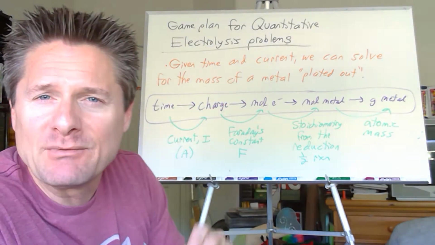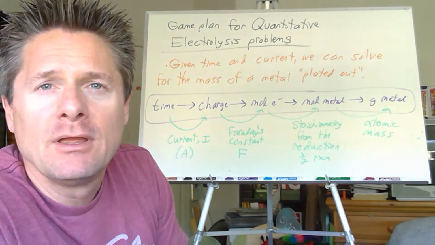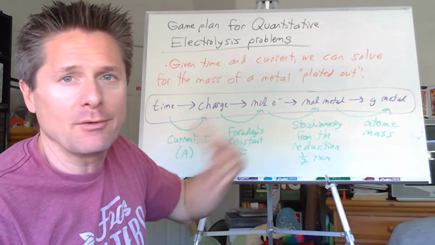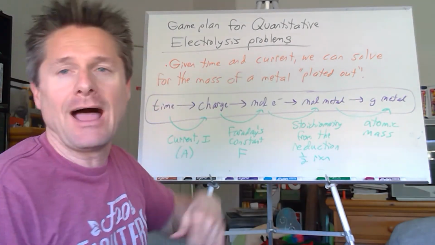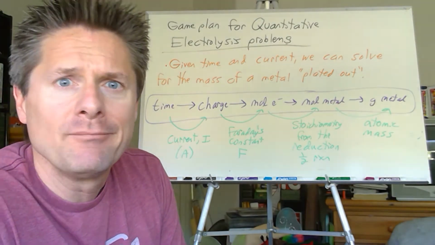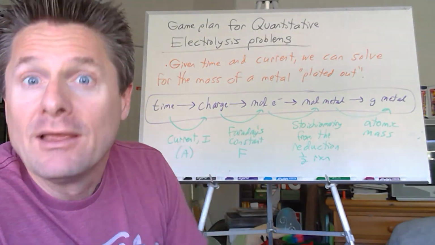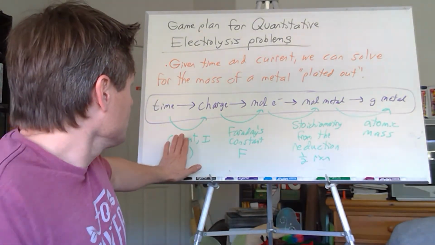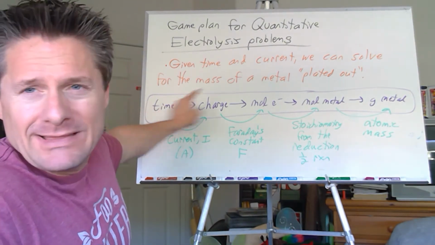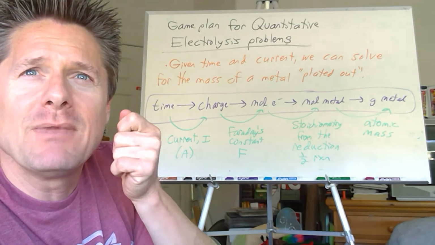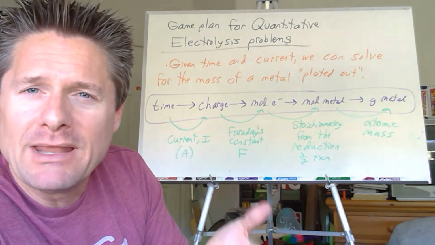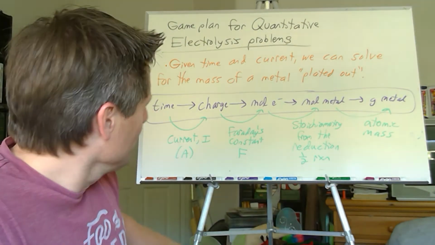Start with your time. Let's say we're provided a current, some number of amps, so 2.2 amps or something, and a time. So say 15 seconds or 2.5 minutes or 3.7 hours, whatever it is. We're going to start with the time, whatever the time is. And again, that could be in seconds, could be in minutes, could be in hours. Anything else is kind of weird.